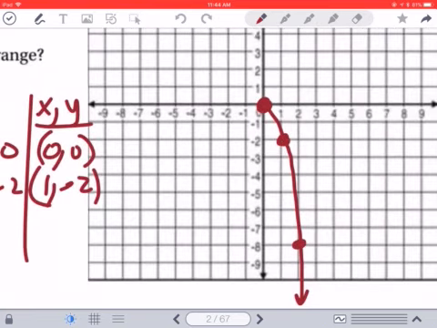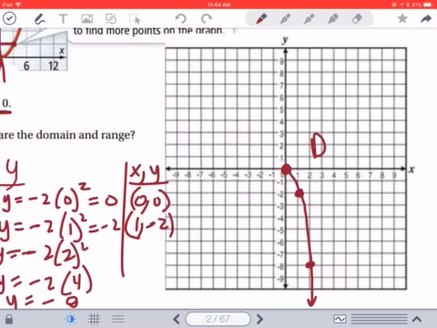Okay, so I've graphed half of this parabola, and this opens downward.